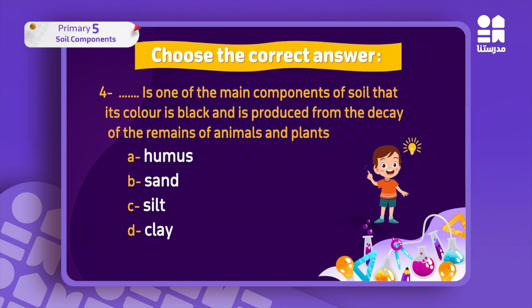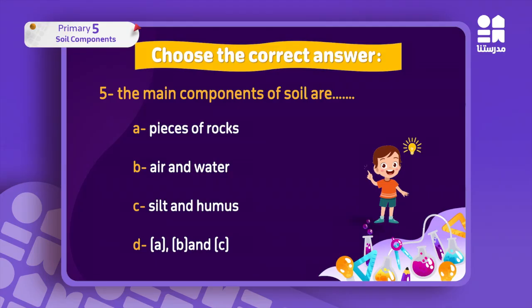The fourth one, which is one of the main components of soil whose color is black and it's produced from the decay of the remains of animals and plants. A long one. It is a main component, it is black and formed by the decayed remains of animals or plants. What is this? Humus, sand, silt, or clay? Yes, humus. Perfect.